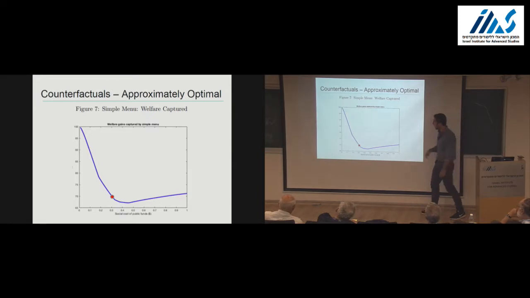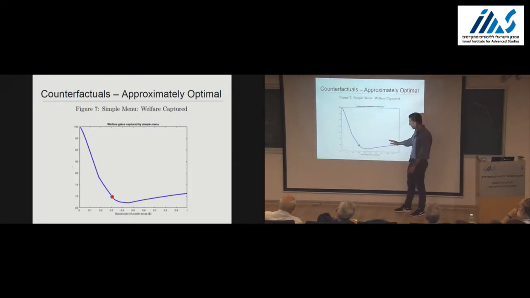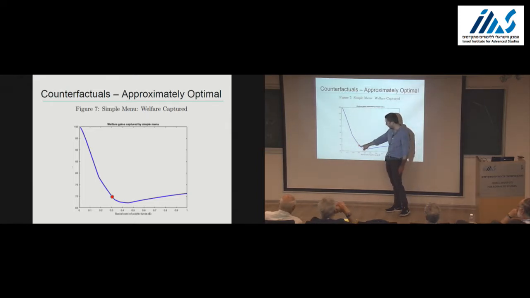Okay, so on the x-axis here is that cost of public funds. So he wants to give that range because we don't really know what the right answer is. That's our best guess from the literature, 0.3. Okay, and so at a cost of public funds of 0.3, you can capture about 70% of the gains of the fully optimal contract with a simpler menu. Okay.